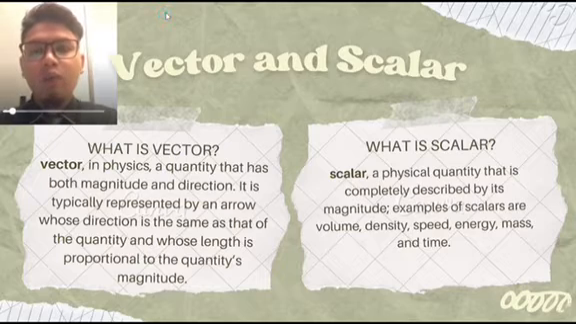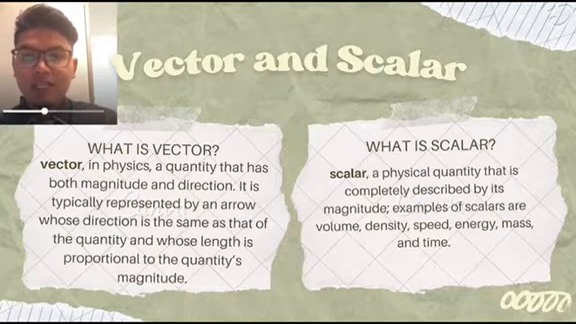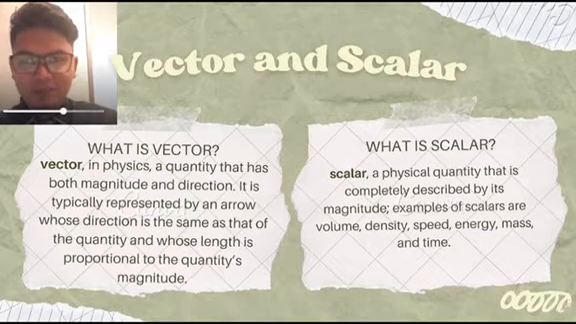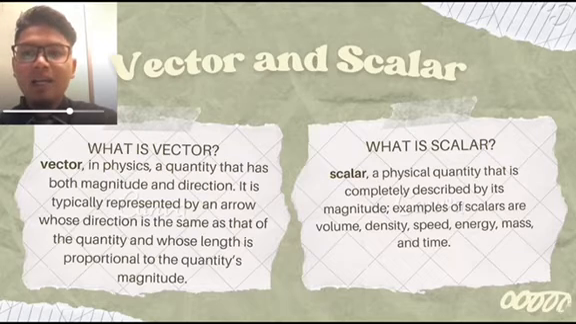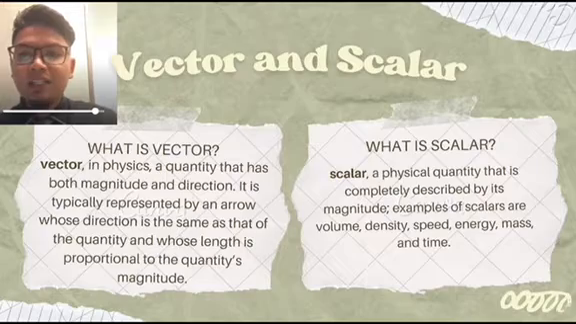Vector and scalar. What is vector? Vector, in physics, is a quantity that has both magnitude and direction. It is typically represented by an arrow whose direction is the same as that of the quantity and whose length is proportional to the quantity's magnitude. What is scalar? Scalar is a physical quantity that is completely described by its magnitude. Examples of scalar are volume, density, speed, energy, mass, and time.